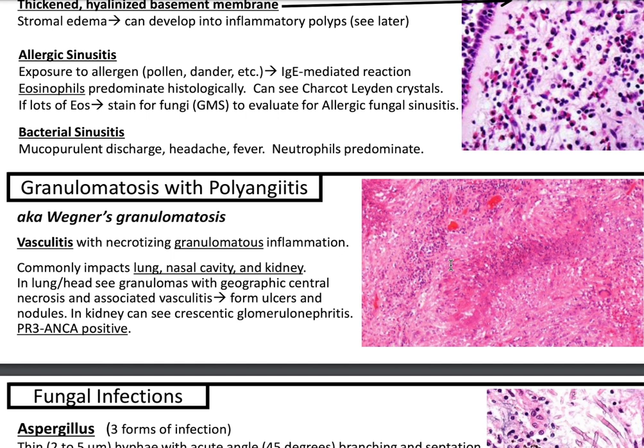Granulomatosis with polyangiitis, also known as Wegener's granulomatosis, this is a vasculitis with necrotizing granulomatous inflammation. It commonly impacts the lung, nasal cavity, and kidney. In the lung and head, you can see granulomas with geographic central necrosis and associated vasculitis, and that can form ulcers and nodules. And in kidney, you can see crescentic glomerulonephritis. This is board fodder, but know that it's PR3 ANCA positive.